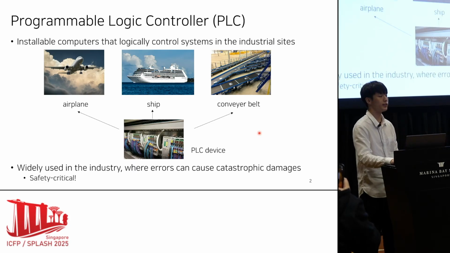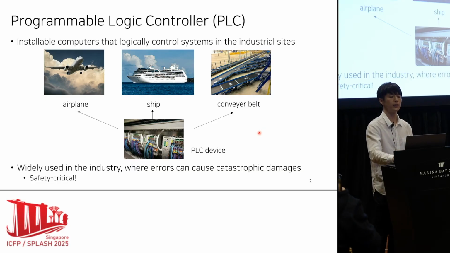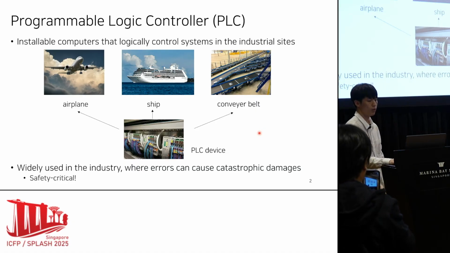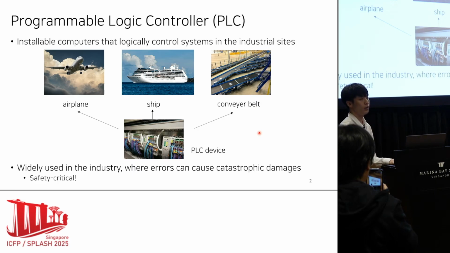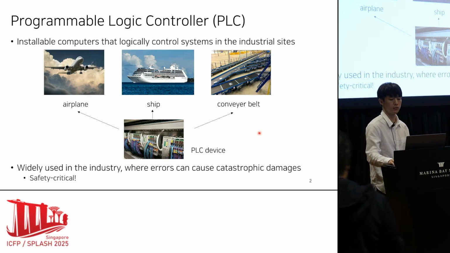So what is PLC? A programmable logic controller, in short PLC, is an installable computer that logically controls systems in industrial sites, such as airplanes, ships, or conveyor belts. They are widely used in industry where errors can cause catastrophic damage. So by nature, PLCs are safety critical.